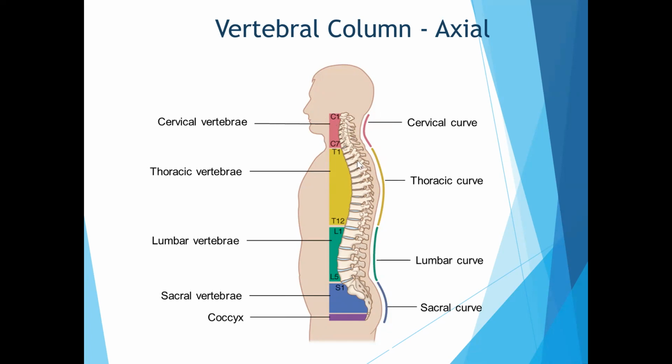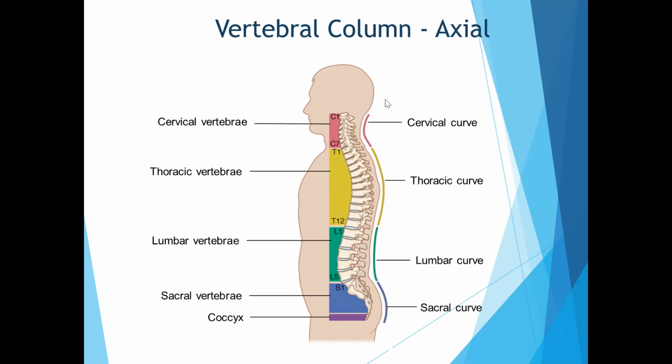So you'll also see there's a little bit of an S shape to the spine, and that is due to our curvatures. You guys don't need to know these technical terms, but in the cervical spine and the lumbar spine, we see what's known as a lordotic curve or lordosis. In the thoracic spine and a little bit in the sacrum, we see what is known as a kyphotic curve or kyphosis.